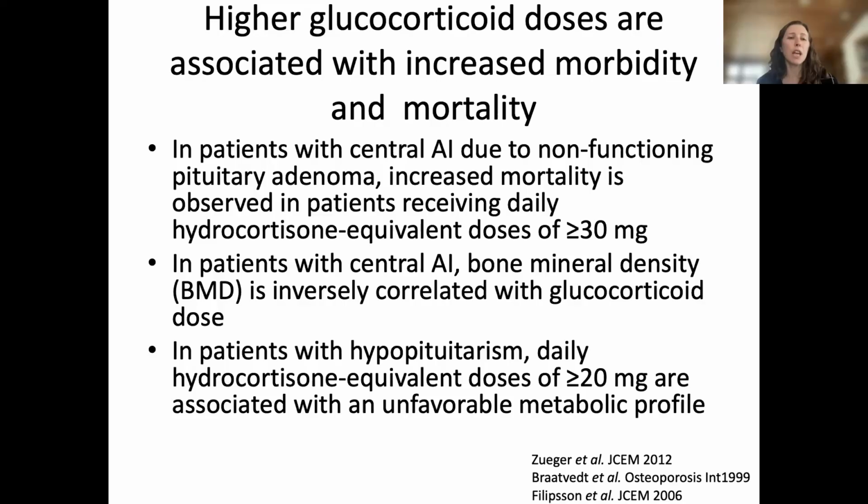In patients with central AI, bone mineral density is inversely correlated with glucocorticoid dose, independent of other osteoporosis risk factors such as age. And also in patients with hypopituitarism, daily hydrocortisone equivalent doses of 20 milligrams or more are associated with an unfavorable metabolic profile, including a greater BMI, waist circumference, total, and LDL cholesterol. So we really avoid higher glucocorticoid doses for that reason.